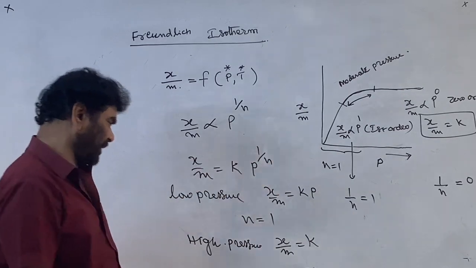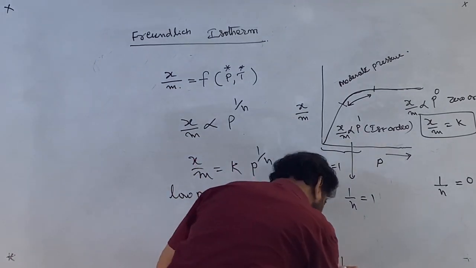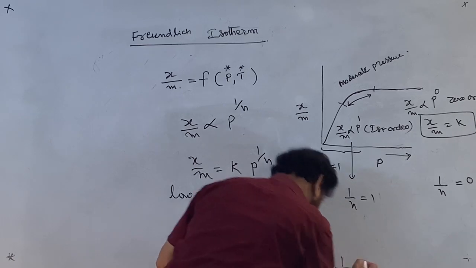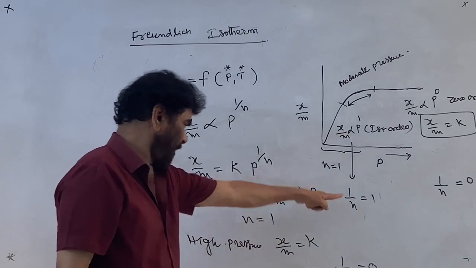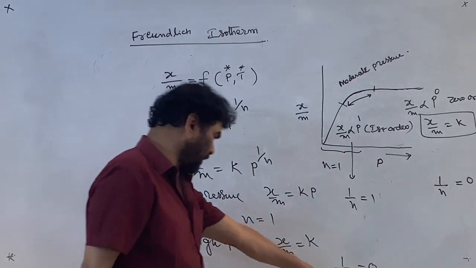So that is 1 by infinity, which is 0. Then this should be infinity. 1 by n should be 0. 1 by n should be 0. Therefore, n is equal to infinity here.